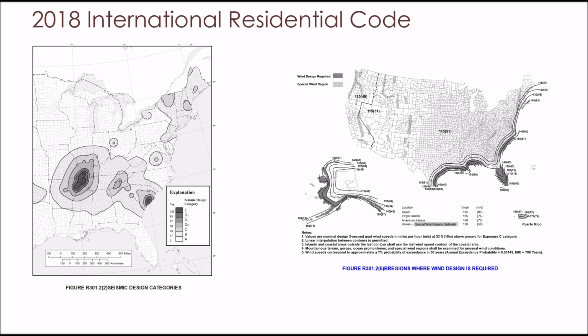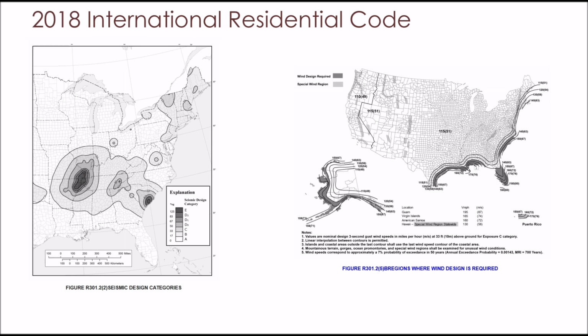The map on the right-hand page is wind design, and specifically the shaded zones are areas where special design is required, which means that the building code does not provide all the information necessary. Local jurisdictions have more information, and engineering will very likely be required.